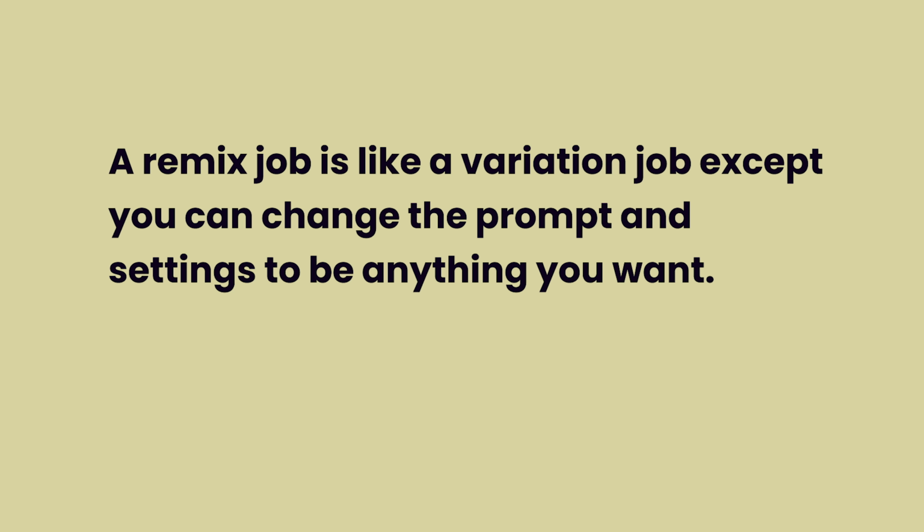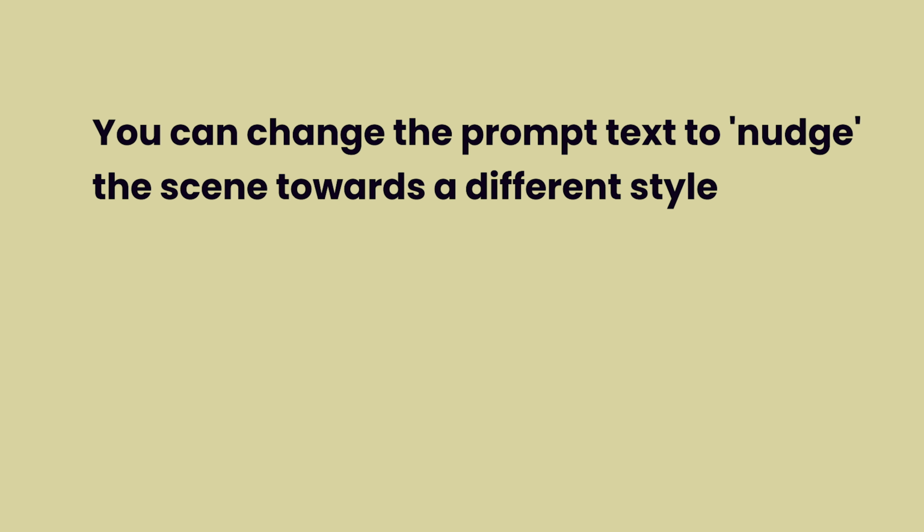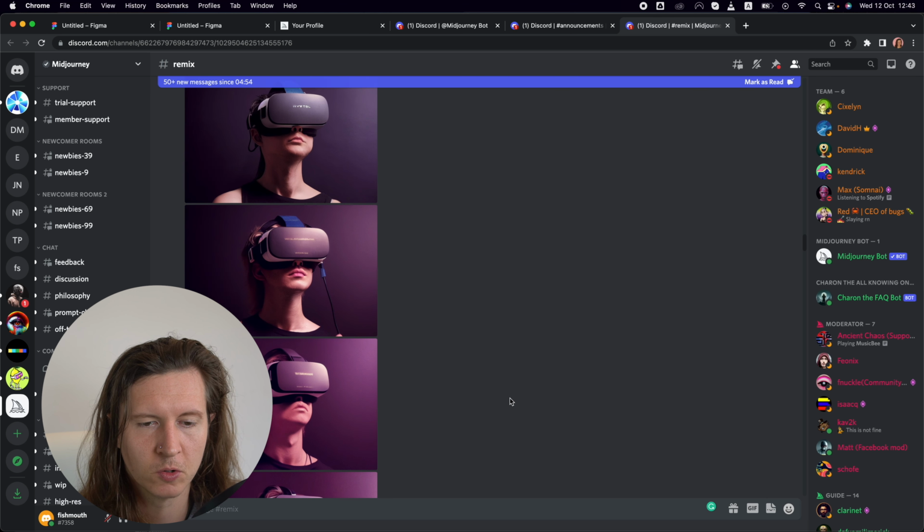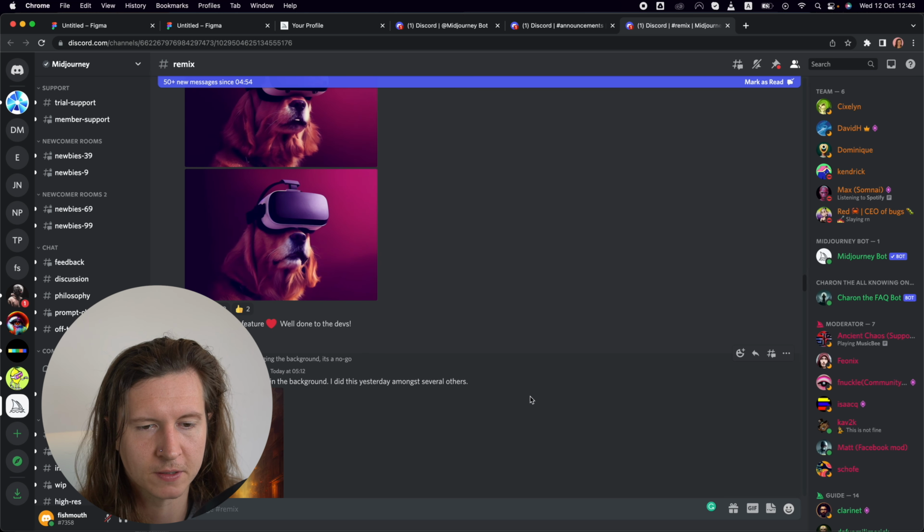In the announcements channel on Midjourney, they explain that a remix job is like a variation job, except you can change the prompt and settings to be anything you want. You can change the prompt text to nudge the scene towards a different style. You can see in the remix channel there are people experimenting with this feature. This person has gone from a woman with a VR headset all the way through to a golden retriever.